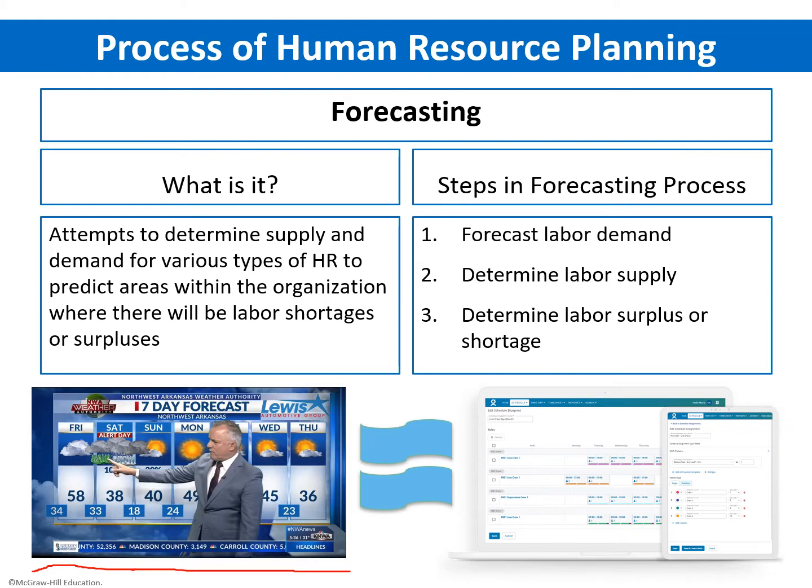So as we're forecasting in HR, the first thing we're going to do is try to forecast what our demand is going to be. So how many people are we going to need in different positions? Then we're going to try to determine what our labor supply is going to be. So we'll look at what our labor supply is today, and then using data that we have, predict what that labor supply is going to look like in the future. And then we're going to subtract that supply from the predicted demand, and we're going to figure out if we have a surplus or a shortage.